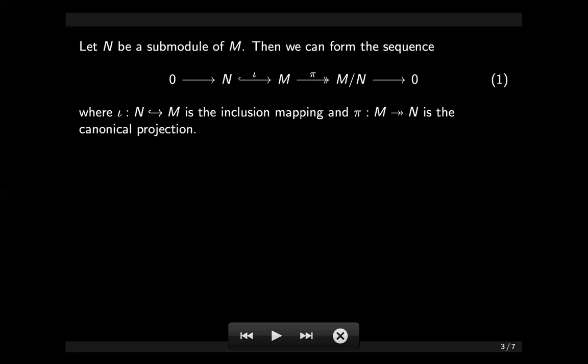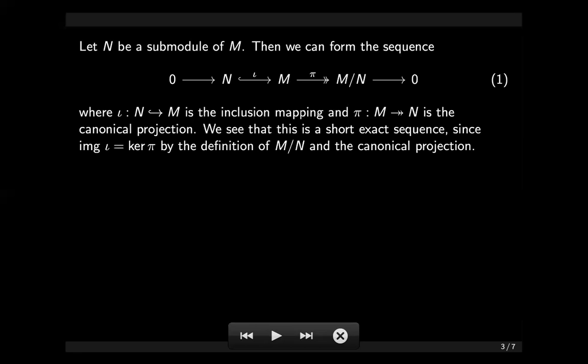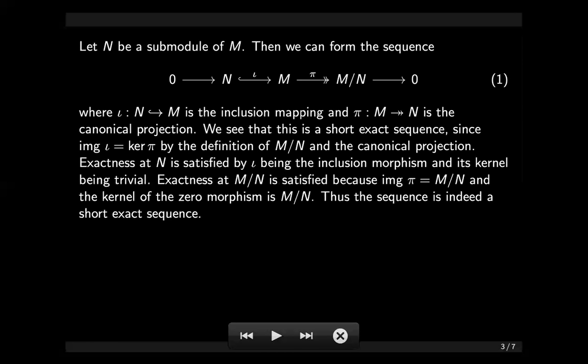So this is a short exact sequence, and now to see why it's exact at each step, we can see that it's exact at M because, of course, the image of iota is N, and the kernel of pi, which is the canonical projection, is also N by its construction. By modding out, by taking M and modding out by N, we are essentially setting all the elements of N equal to 0. So naturally, the submodule N will be exactly the kernel of pi. So that means that we are exact at M.